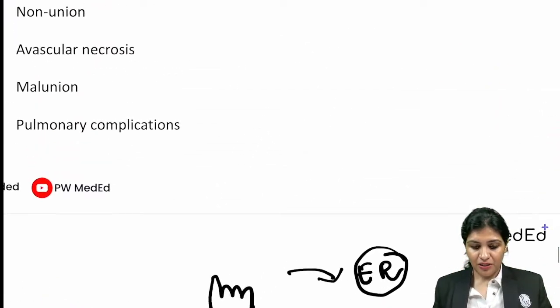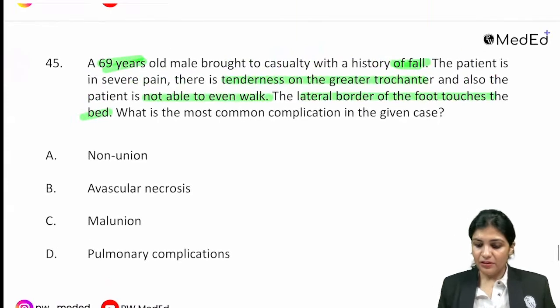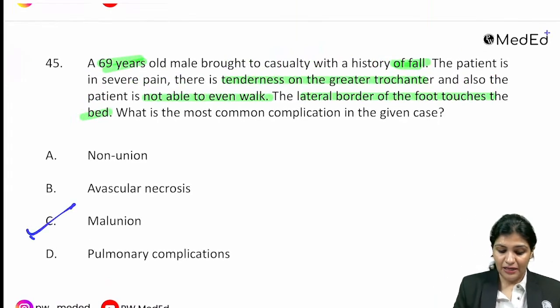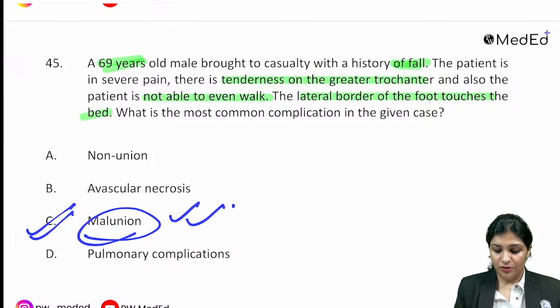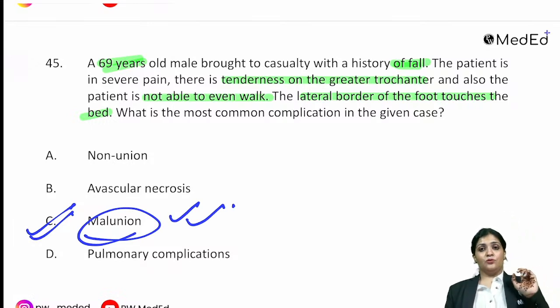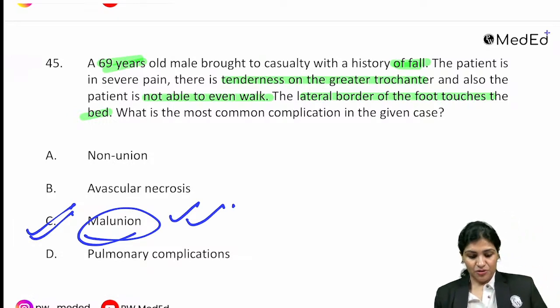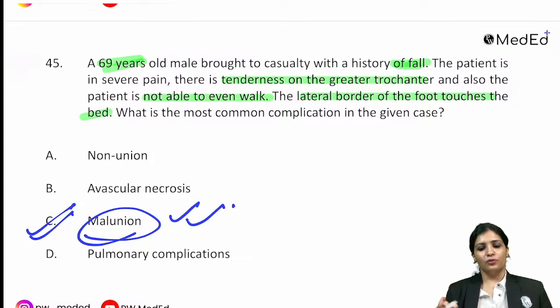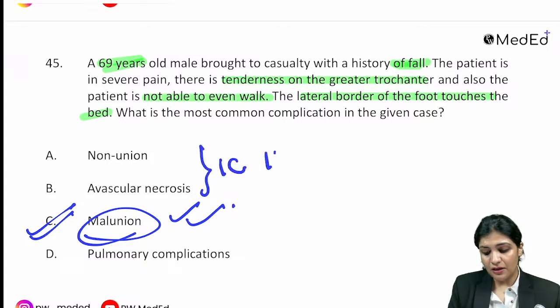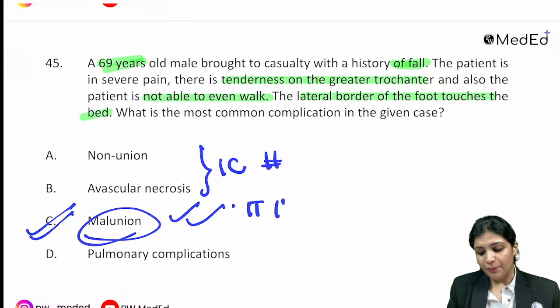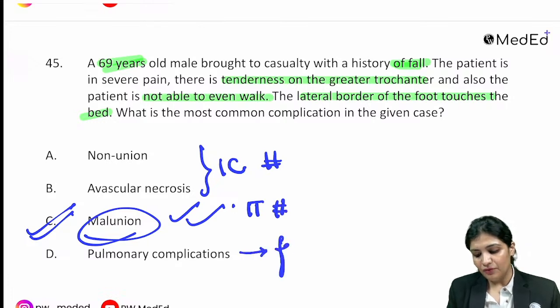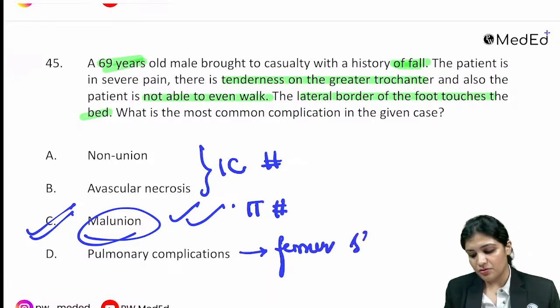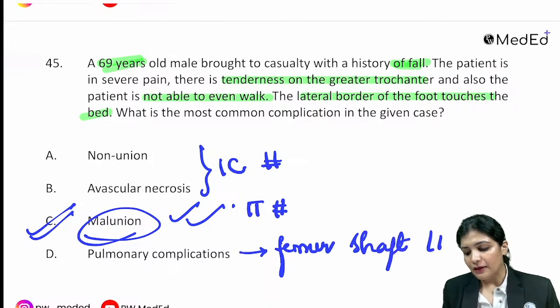So here the question is the couch. The lateral border of foot touches the couch, and the answer would be malunion. If it is non-union, then it would be avascular necrosis, right? So avascular necrosis, non-union for IC fractures. This is for IT, and pulmonary complications you see mainly with femur shaft fractures. So this is regarding your pulmonary embolism.